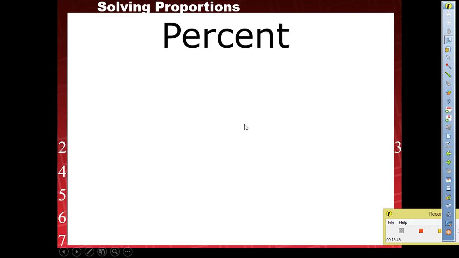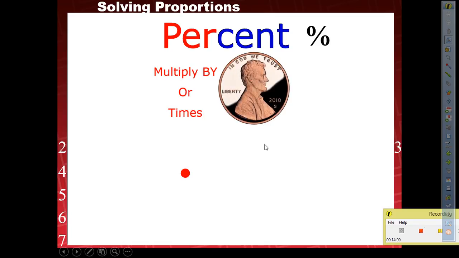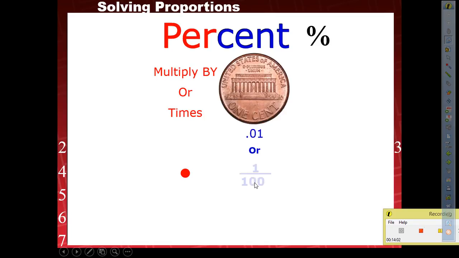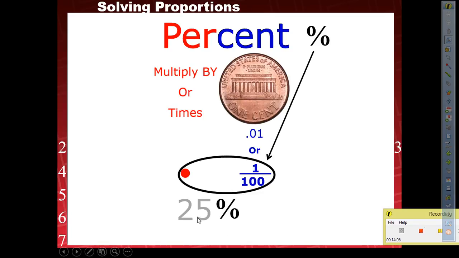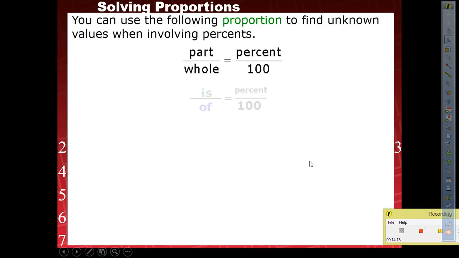Now check this out. This is where I want to go. Look up, please. Last piece. Percent. This is a symbol. The word means per, which means multiply or times. That's a symbol. Cent means this. You guys seen that before, right? Which means 0.01 or 1/100th. Therefore, if this means percent, and if I write 25%, 25% means 25 times 1/100th, which is 25 over 100, and simplify, right? So, copy this proportion, please.